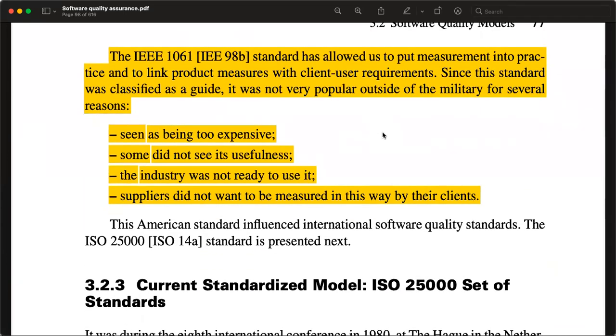The IEEE 1061 standard has allowed putting measurement into practice and linking product measures with client user requirements. Since this standard was considered as a guide, it was not very popular, sort of like the military, for several reasons: it was seen as being too expensive. Some did not see it as useful, the industry was not ready to use it, and suppliers did not want to be measured in this way by their clients. So these are some of the factors due to which this standard was less popular among practitioners.